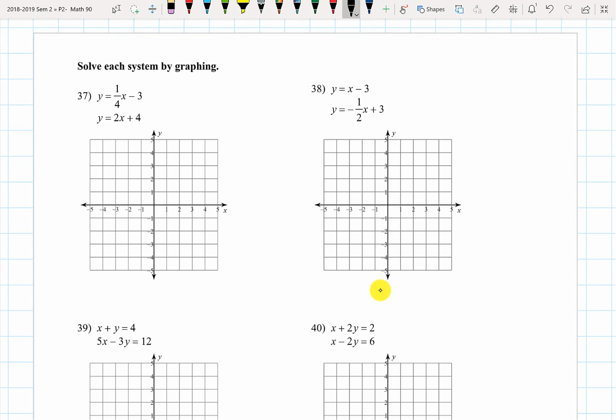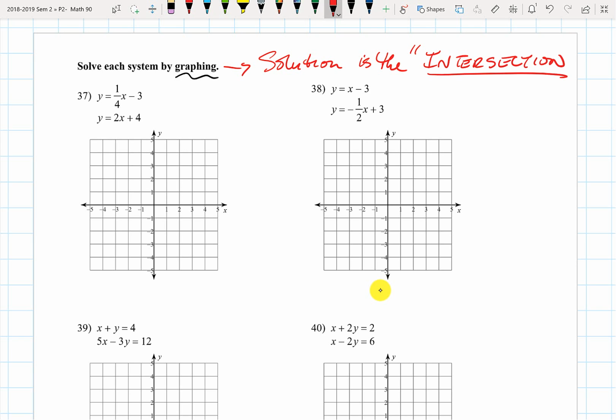All right, moving on to systems. Solving by graphing first. So we graph them. The solution is the intersection of the lines. That's the key idea here. Key concept: the intersection of the two lines. So we have to locate that. Where is the intersection? That's how you solve it by graphing.